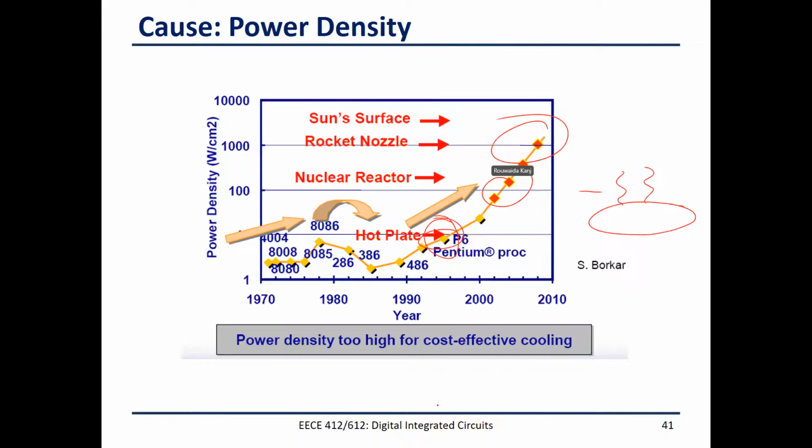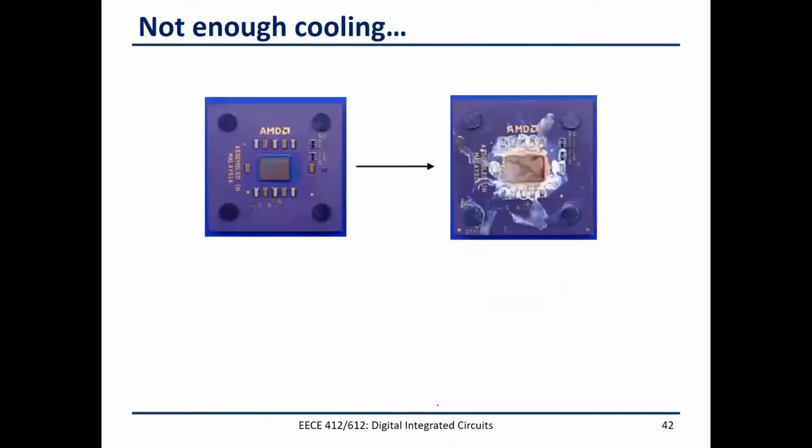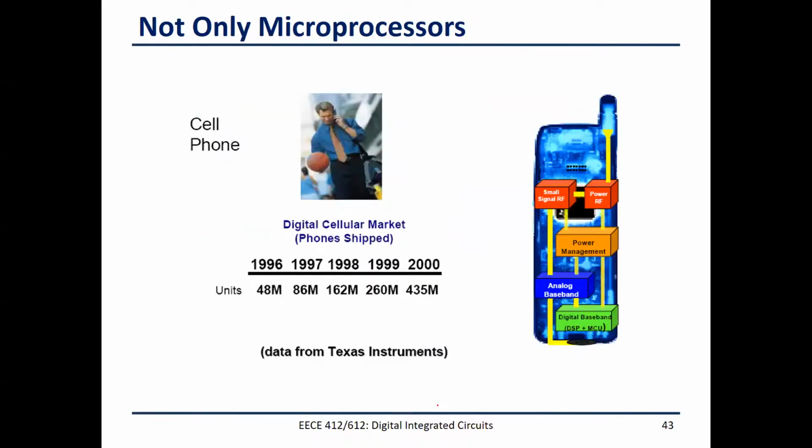So definitely we don't want to head in that direction, because although now we have cost-effective cooling, it's going to be impossible to maintain or sustain this in the near future. Great. This is an example. If you don't have enough cooling, what happens to the chips? They might end up blowing up. Okay. Great.